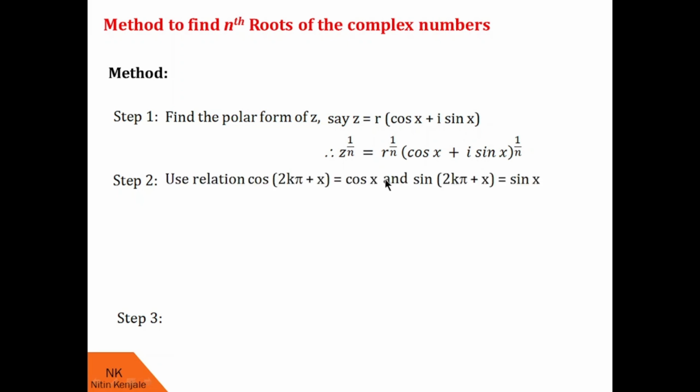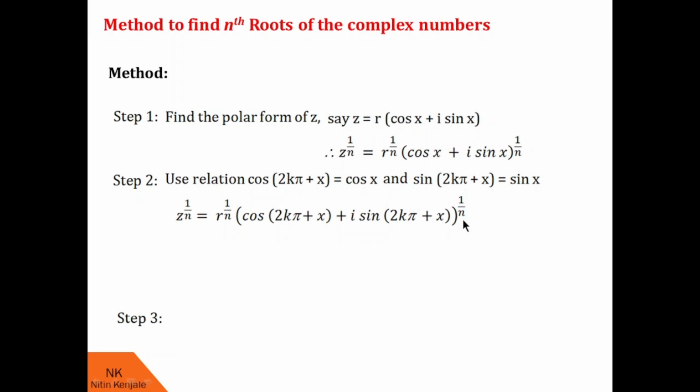Now in step 2, we use the relation cos of (2k pi plus x) is equal to cos x and sin of (2k pi plus x) is equal to sin x. This relation is due to the periodicity of cosine and sine functions. Both cosine and sine functions are periodic with period 2 pi. So this relation holds. After substituting these relations in the above equation, we get z raised to 1 by n is equal to r raised to 1 by n into (cos of (2k pi plus x) plus i sin (2k pi plus x)) whole raised to 1 by n. Note that k is any integer.